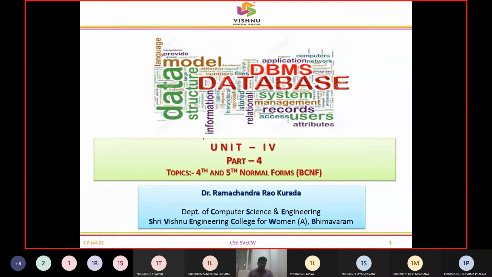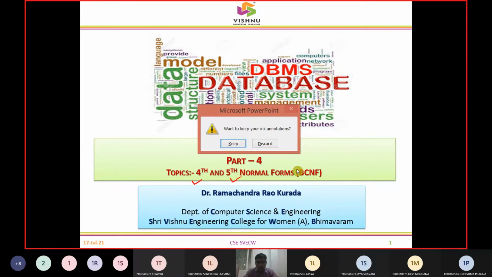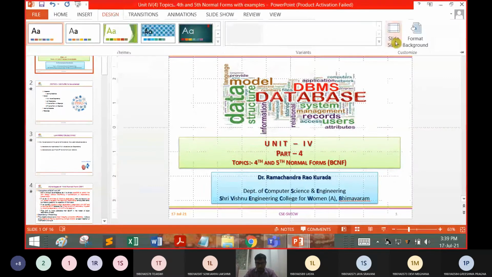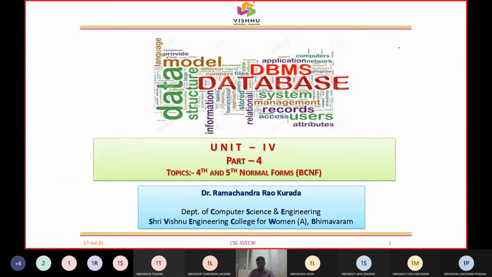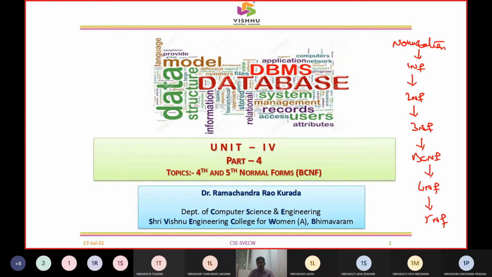So we are in the revision part of Unit 4. In this revision part, we are yet to take the fourth normal form and fifth normal form, how they are going to work, etc. To do this, first of all, we will need to understand normalization, followed by first normal form, second normal form, third normal form, Boyce-Codd normal form, fourth normal form, and fifth normal form. So this was the hierarchy.